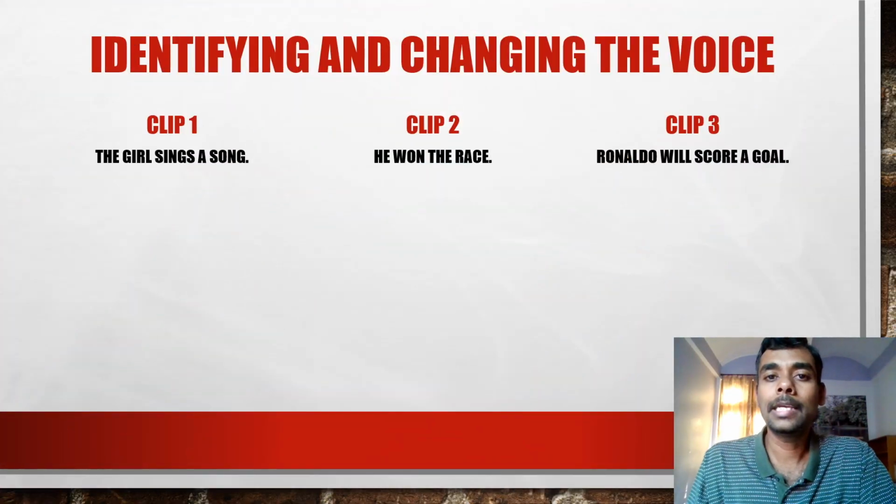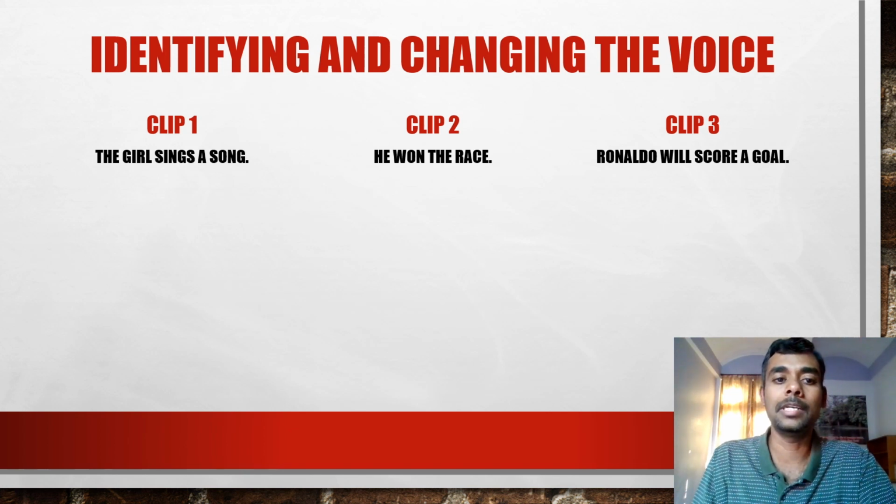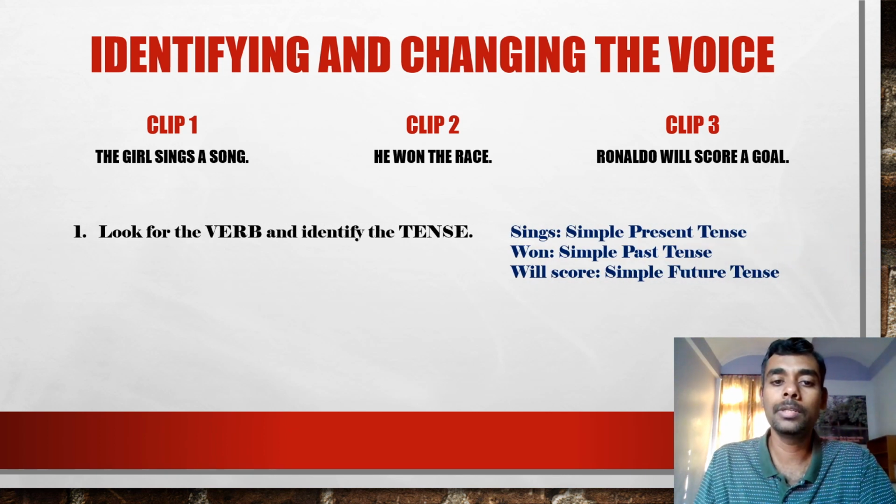So identifying and changing the voice. I have 3 sentences in 3 different tenses. So the very first thing to do is to look for the verb in a sentence and then identify the tense. So the verb sings is in the present tense, the verb won is in the past tense, and the verb will score is in the future tense.